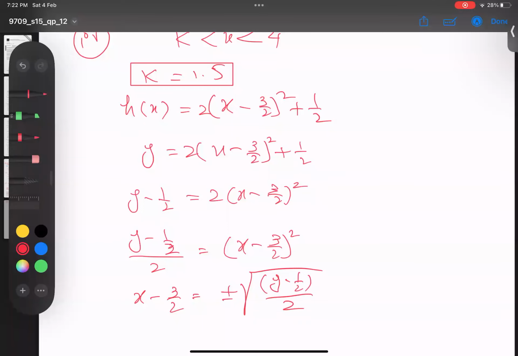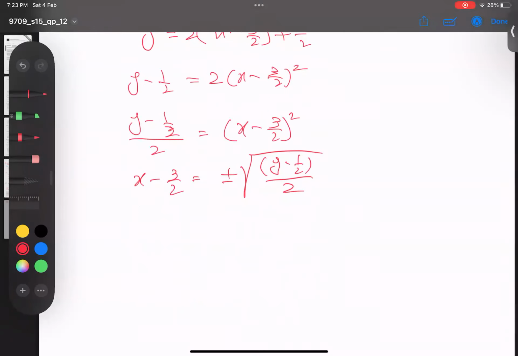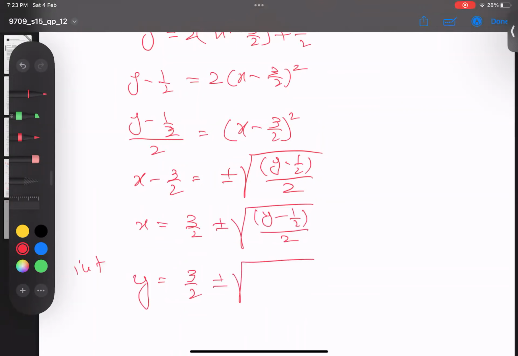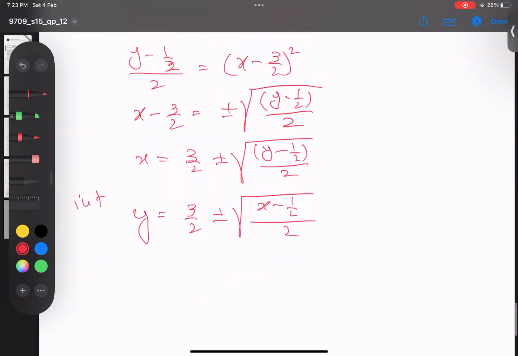After that was the next plan. This is the interchanging, or first 3 by 2 goes to the right side, 3 by 2 becomes plus. Inside you can simplify or not simplify, no problem at all. Interchange, y becomes x and x becomes y. You know it very well. And this is done, and this is called h inverse of x.